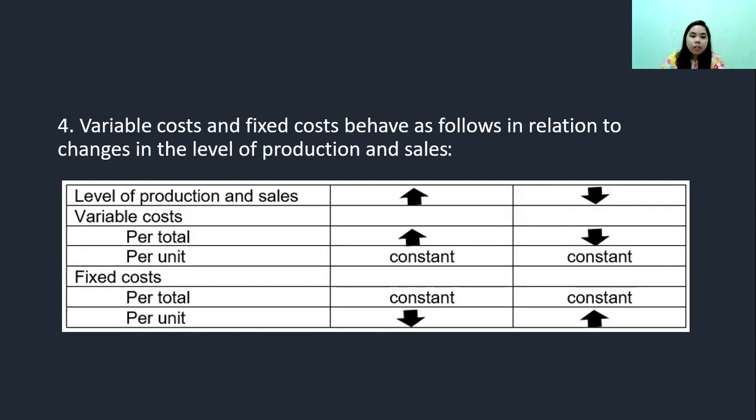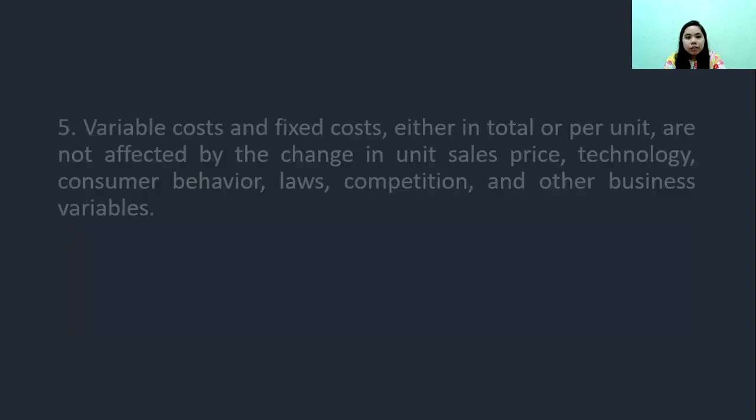And also when you decrease your level of production and sales, your variable cost in total is also decreased. Your variable cost per unit is constant, and your fixed cost in total is constant, and your fixed cost per unit, when you decrease your level of production and sales, it will increase since due tayo lang na nag-share kay fixed cost. Okay, so that's it.